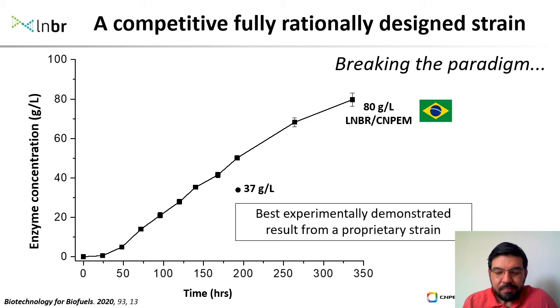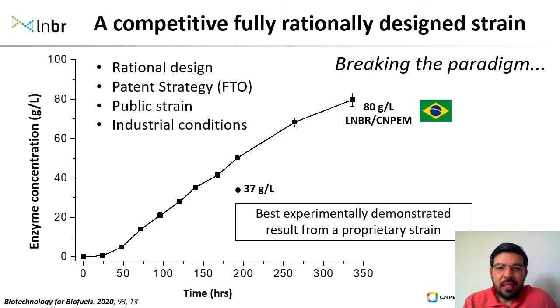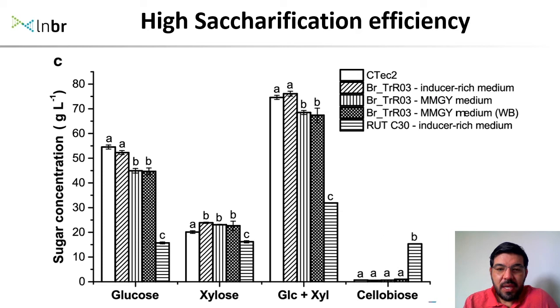That was obtained by a proprietary strain from VTT, and a key aspect of this research is that it is fully rationally designed. We have FTO, and we have filed two patents of this bioprocess and engineered microorganism. We start from a public strain and we have industrial conditions, and it is being scaled up in the pilot plant. Not only about the quantity, but the quality.